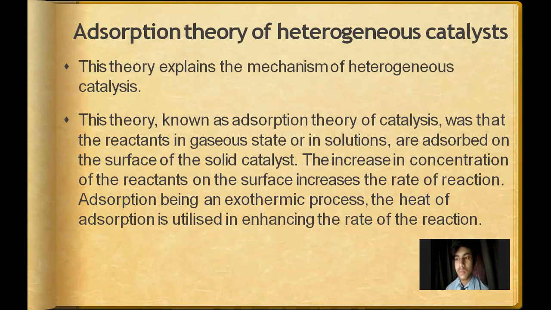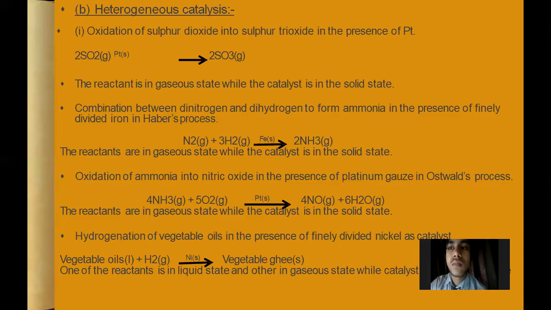In heterogeneous catalysis we have a different state of catalyst and a different state of the reactant, so adsorption can take place easily. This theory, known as the adsorption theory of catalysis, says that the reactant in gaseous state or in solution is adsorbed on the surface of the solid catalyst. We have previously studied cases where we take the catalyst as solid. You can see this is nitrogen gas and the solid catalyst, and here is liquid vegetable oil and the solid catalyst.